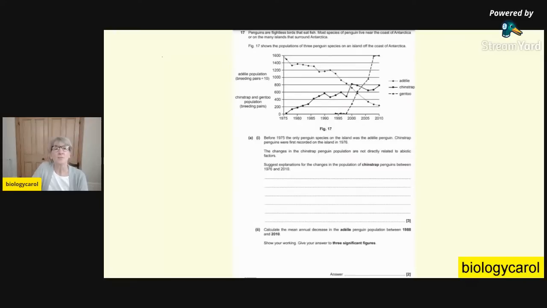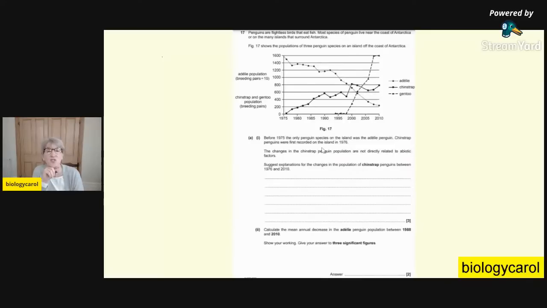This is in Antarctica. This is showing how the population of the Adelie penguins reduced. This line is how the chinstrap penguins increased. And this is the Gentoo penguins and how they were introduced and increased from about 1993 or something like that. So before 1975, the only penguin was the Adelie. Chinstrap penguins were first recorded on the island in 1976.